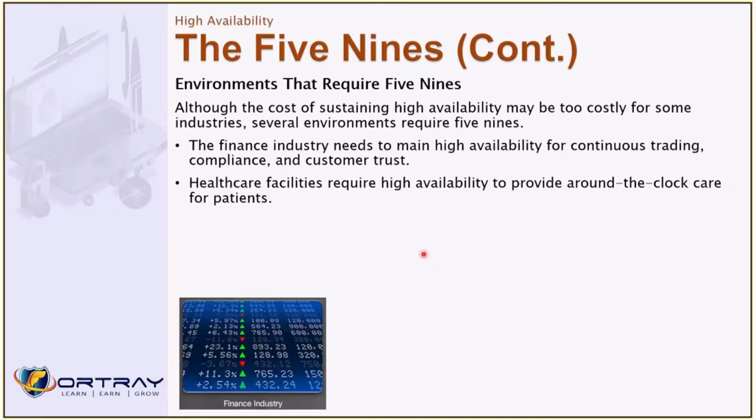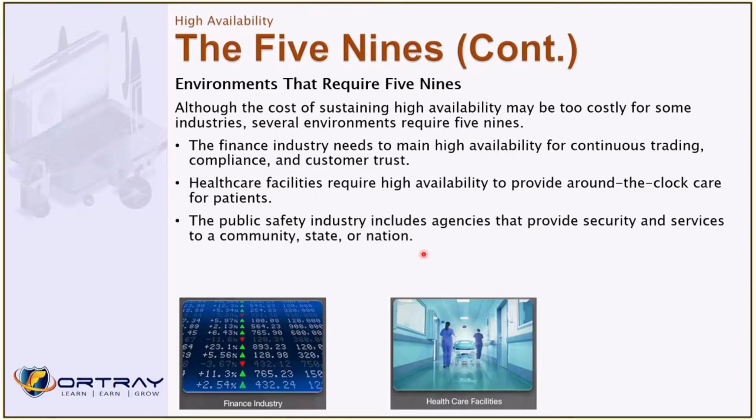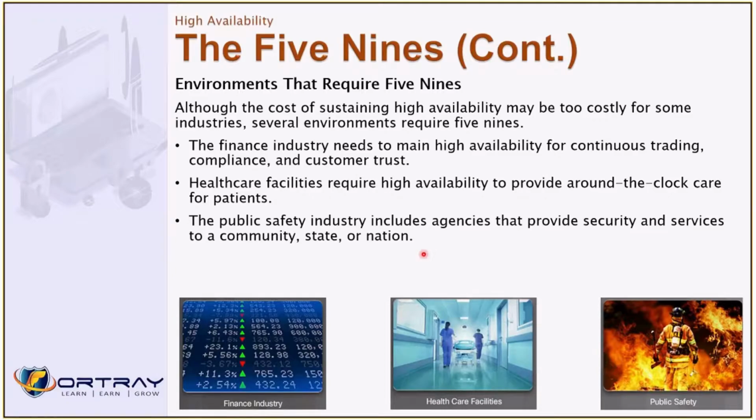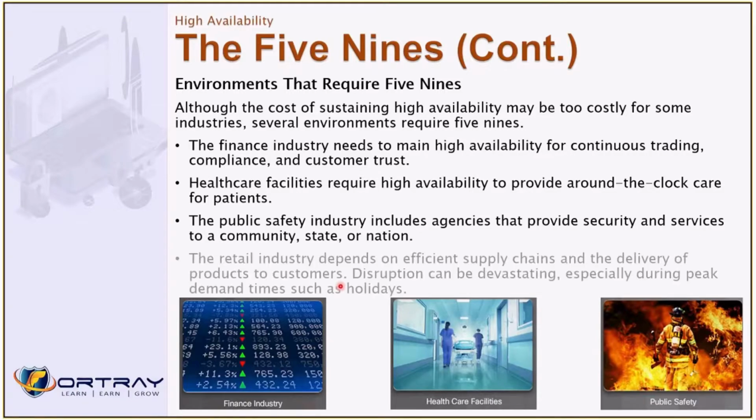Health facilities require high availability to provide around-the-clock care for patients. And the public safety industry requires agencies that provide security and services for the community, state, and nation. So basically, if somebody calls 999 or 911, for example, across the globe, then we know these systems must be available all the time for the public. So finance, healthcare, and public safety industries like fire services must be available. The idea is how these systems stay available. The retail industry depends upon an efficient supply chain.